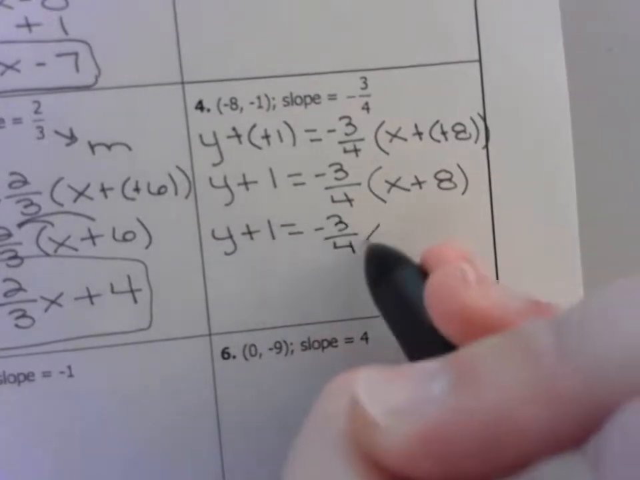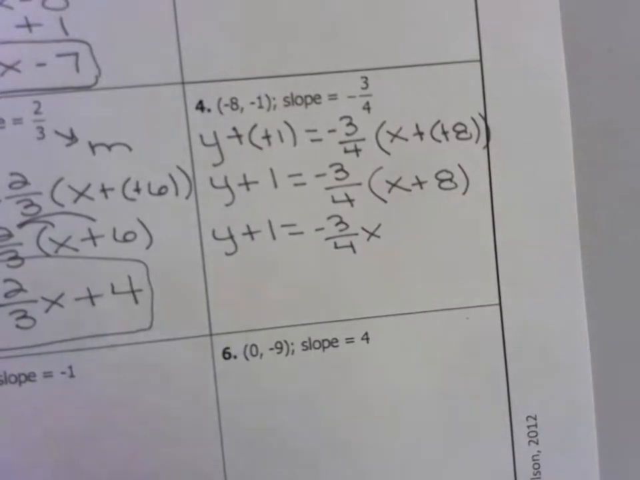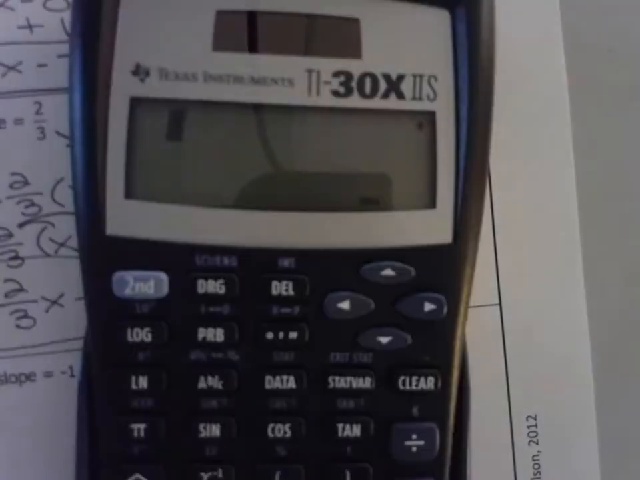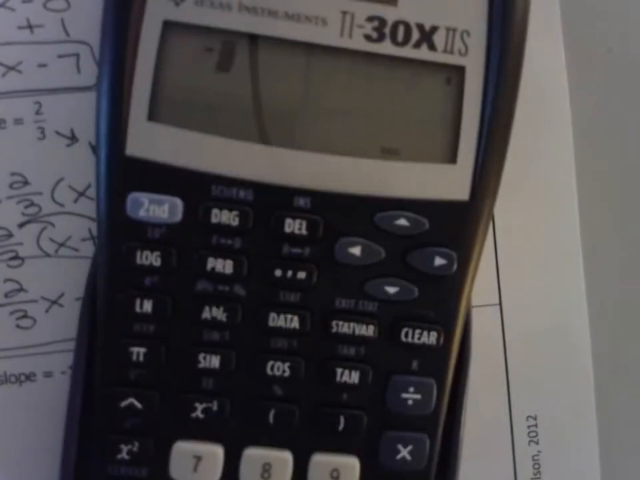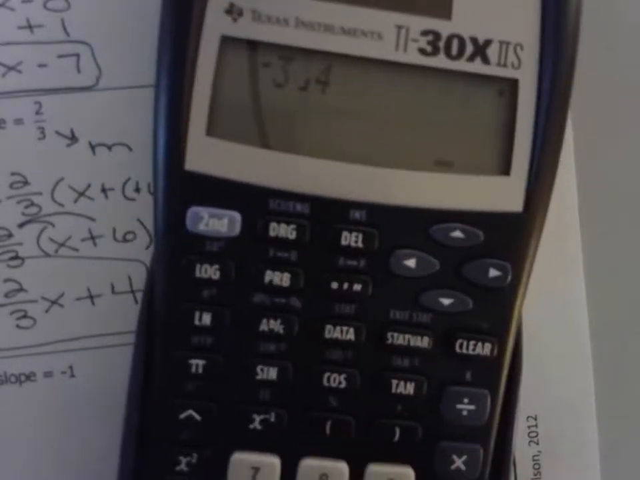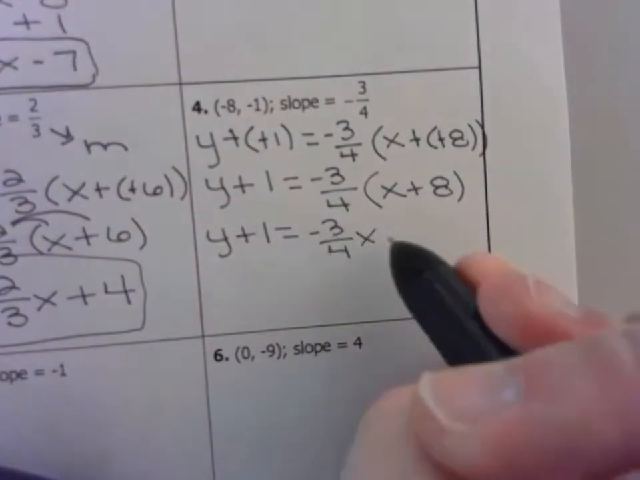-3/4 x. And then -3/4 times 8 on your calculator. Get over the fact that there's a fraction. Plug into your calculator. So negative, make sure you use the negative button, not the subtraction button. -3/4. So -3, ABC button, 4. So -3/4 x minus 6.